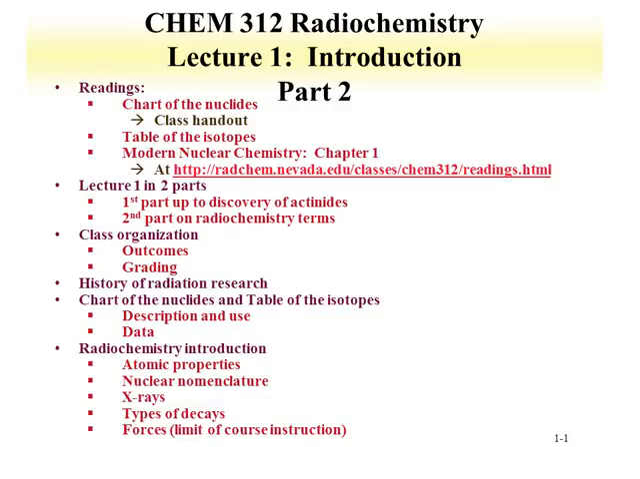Welcome to Part 2 of Lecture 1 for Radiochemistry. Part 2 focuses on information related to the chart of the nuclides and table of the isotopes, and radiochemistry introduction, which includes some atomic properties, nuclear nomenclature, types of decays, and the limitations of the course, which goes into fundamentally nuclear physics.